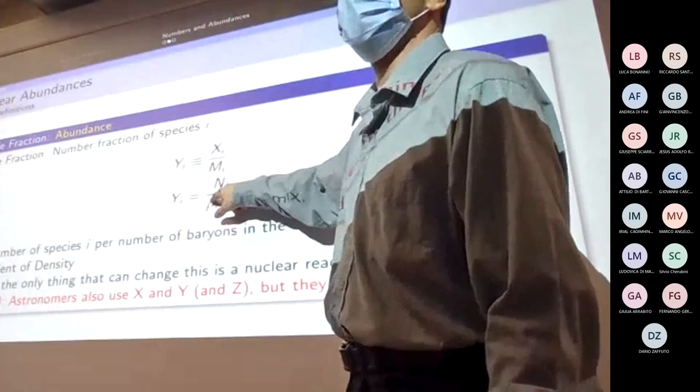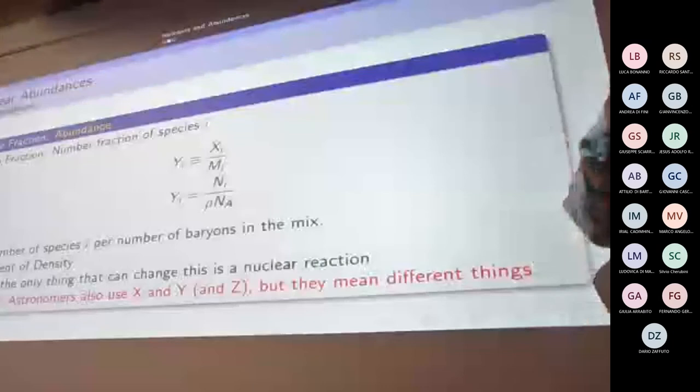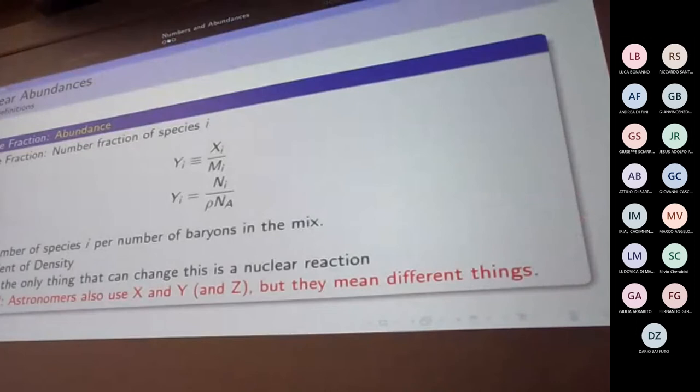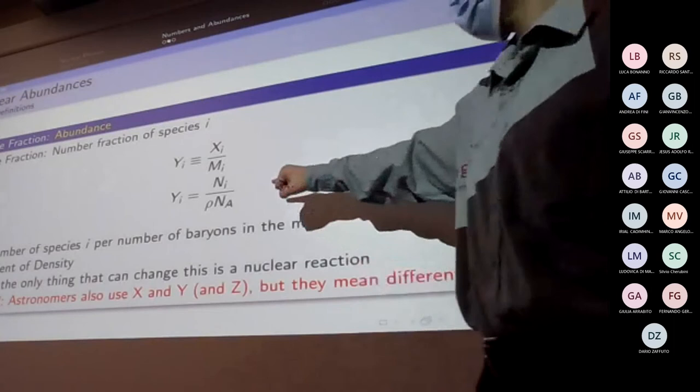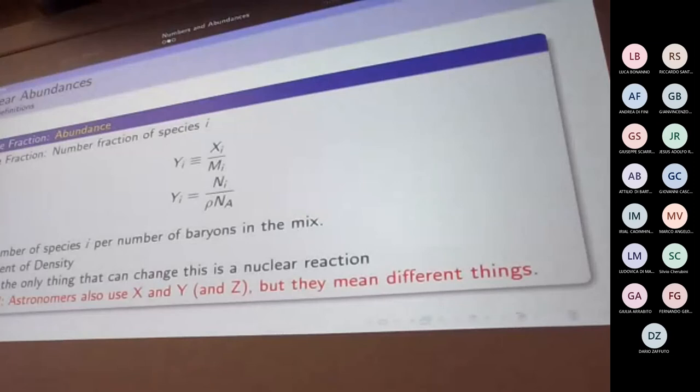If you remember the previous slide, it's the number fraction of that element times the density times Avogadro's number. By the way, this number here is the total number of baryons per cubic centimeter, the total number of protons and neutrons per cubic centimeter. Okay? So this is called the mole fraction. Sometimes this is called the abundance. In fact, you'll see it very, very often called the abundance. Same thing, call it the mole fraction.